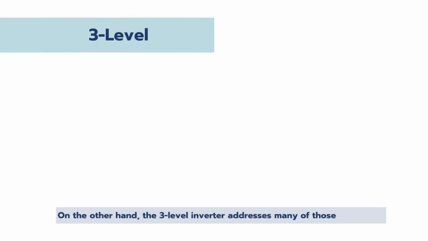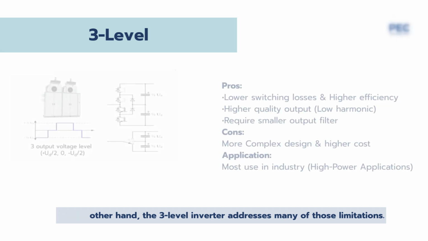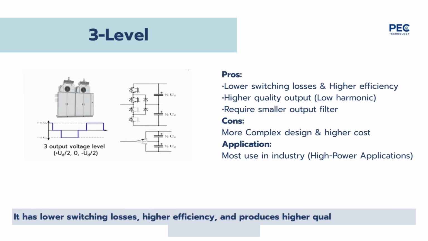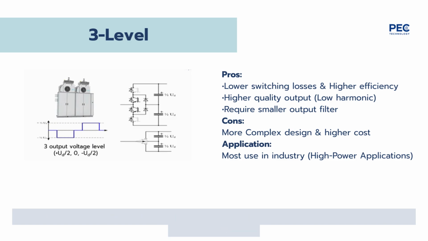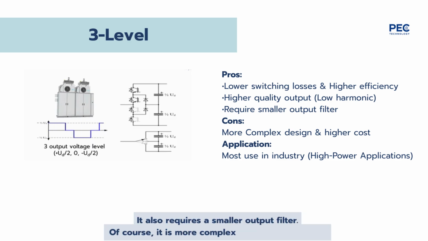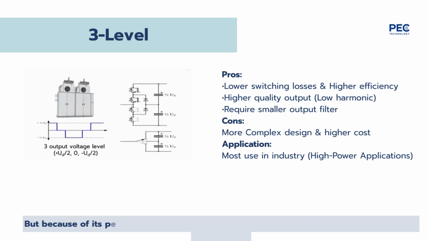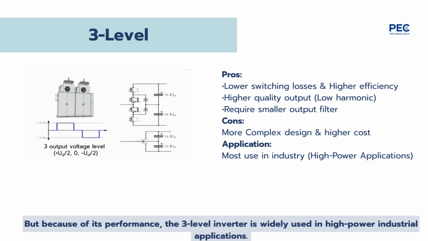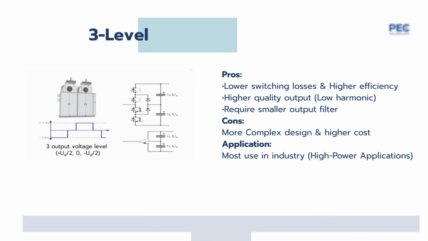applications. On the other hand, the 3-level inverter addresses many of those limitations. It has lower switching losses, higher efficiency, and produces higher quality output with less harmonic distortion. It also requires a smaller output filter. Of course, it is more complex and more expensive. But because of its performance, the 3-level inverter is widely used in high-power industrial applications.